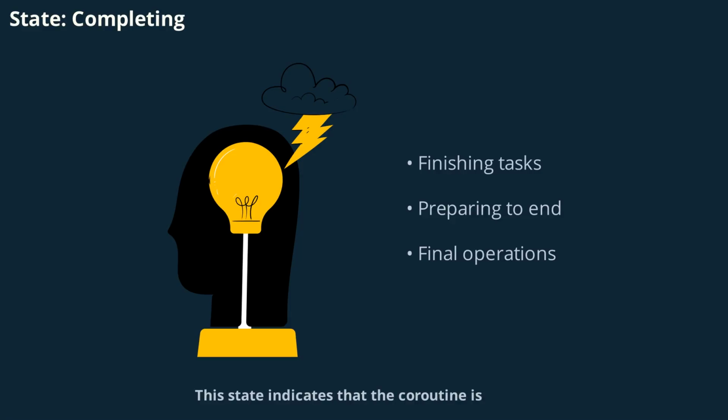As a coroutine finishes its work, it transitions into the completing state. This state indicates that the coroutine is wrapping up its tasks and preparing to finish. It's a brief phase, but it's important for ensuring that any final operations, such as saving data or releasing resources, are completed before the coroutine ends.